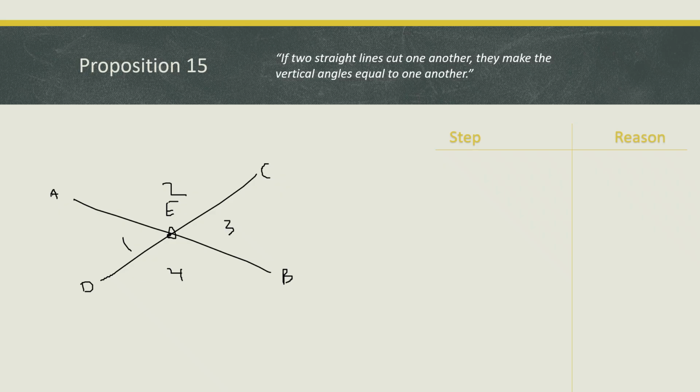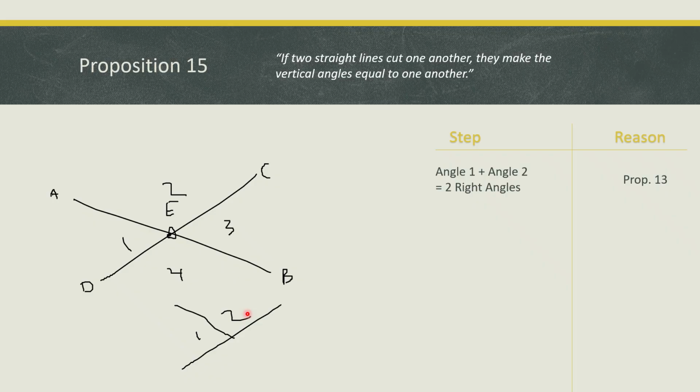So the next step here, which is where we begin our proof, is that angle 1 and angle 2 are equal to two right angles. So if we draw this out on its own, it would look a lot like this, right? This is angle 1 and angle 2. That's right here. And so what this is saying is angle 1 and angle 2 are equal to two right angles. And we know this to be true.